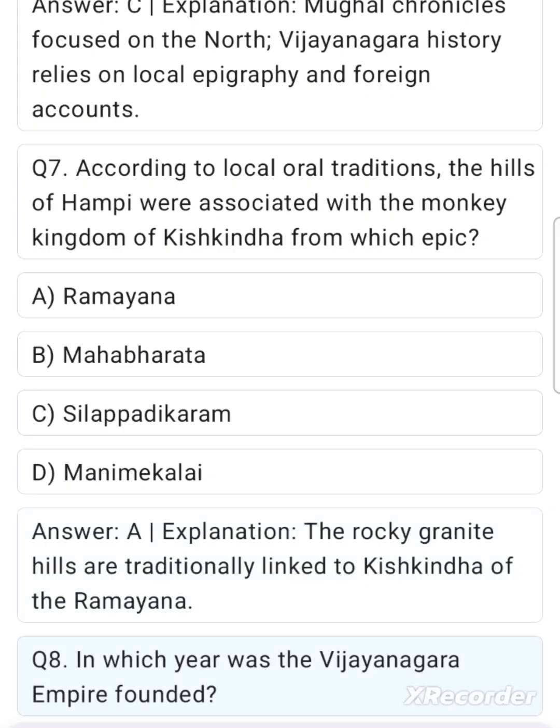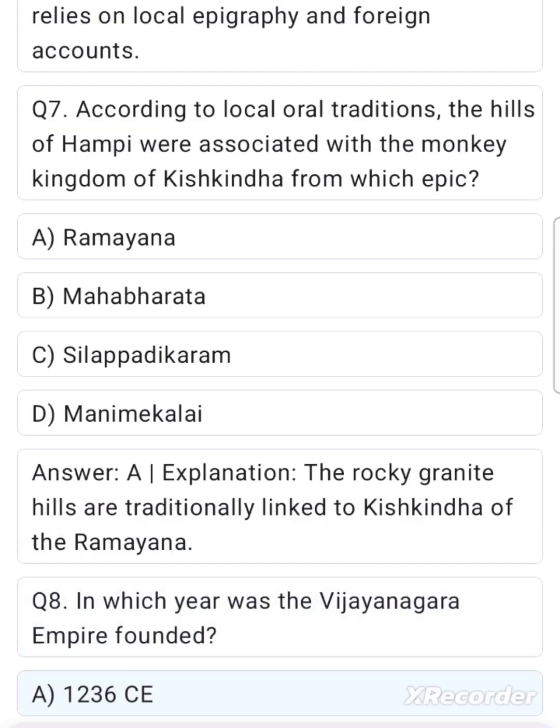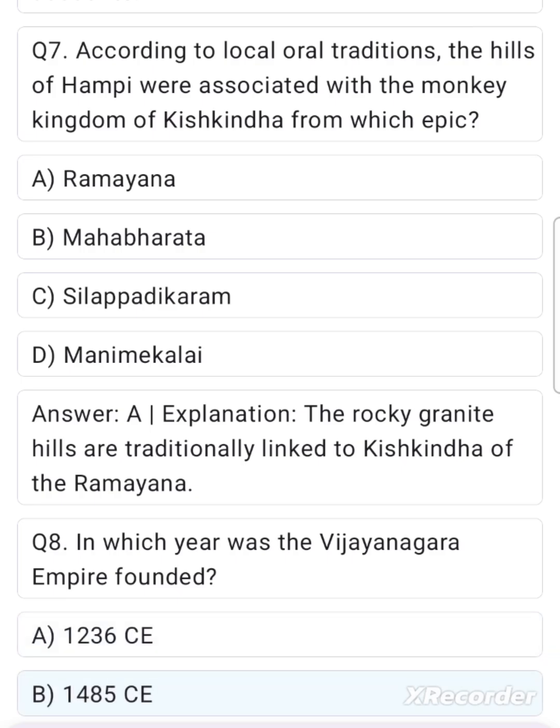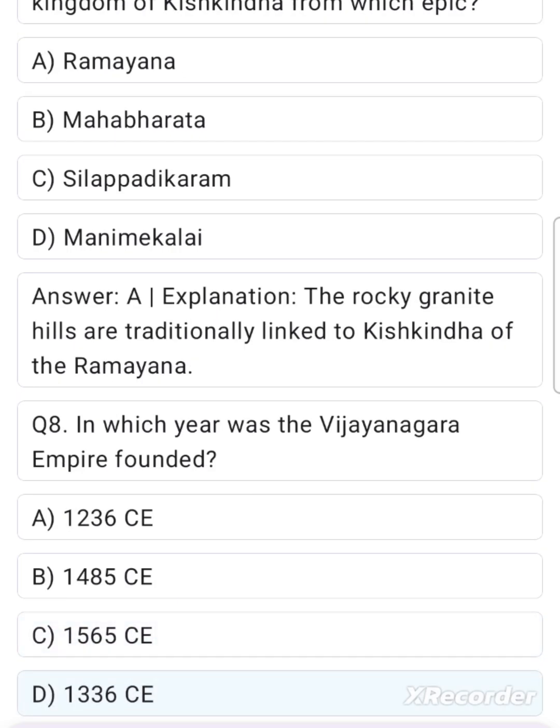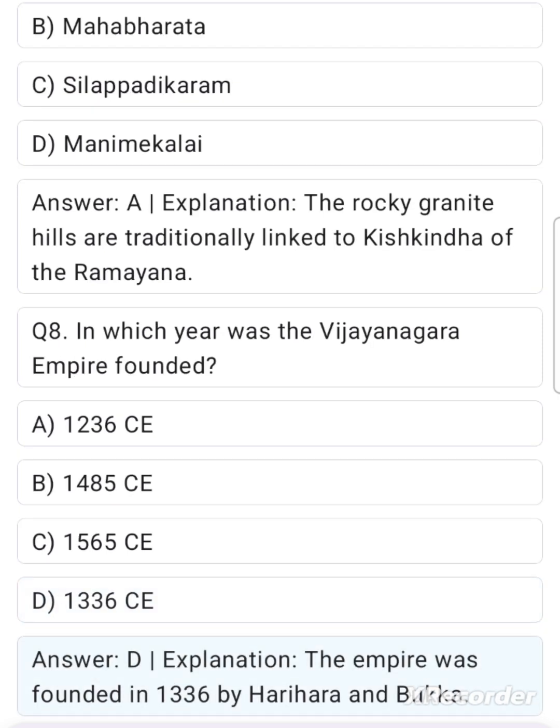Q8. In which year was the Vijayanagara Empire founded? A. 1236 CE. B. 1485 CE. C. 1565 CE. D. 1336 CE. Answer. D. Explanation. The empire was founded in 1336 by Harihara and Bukka.